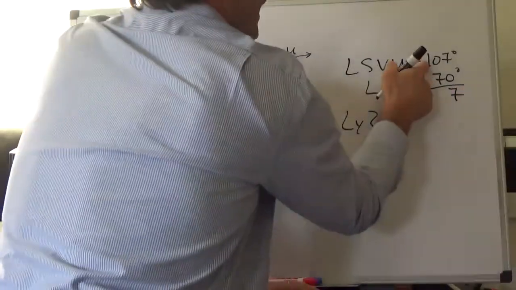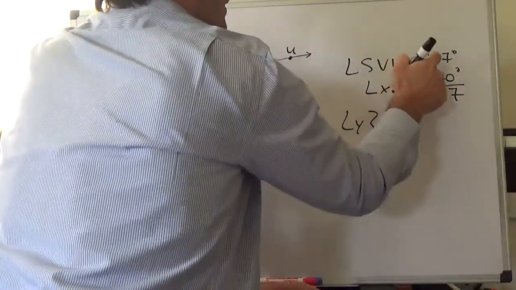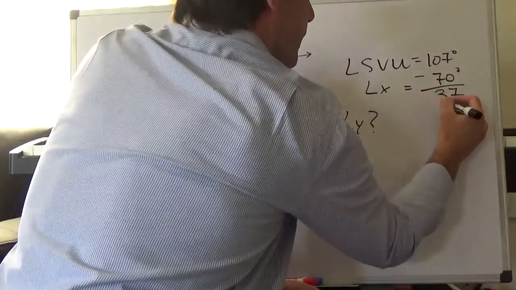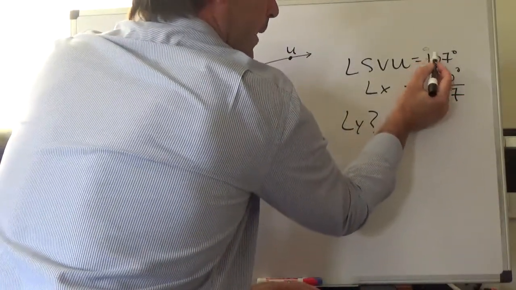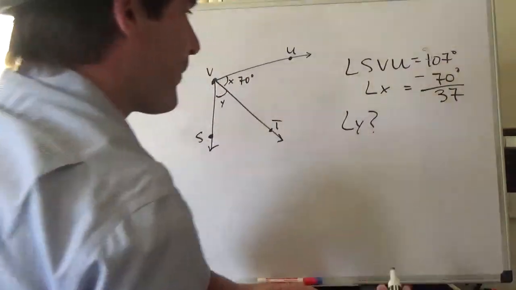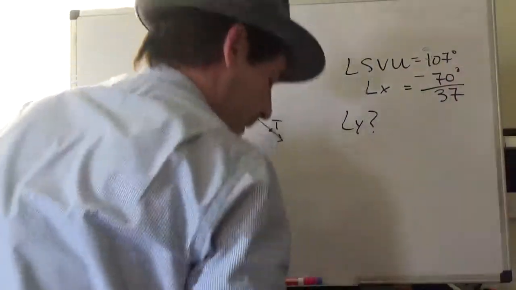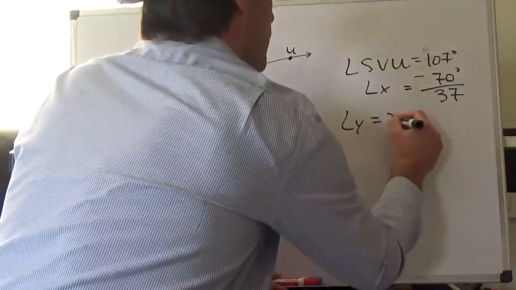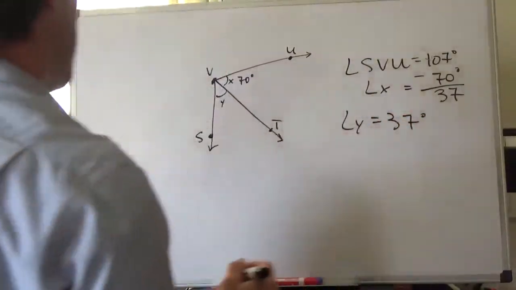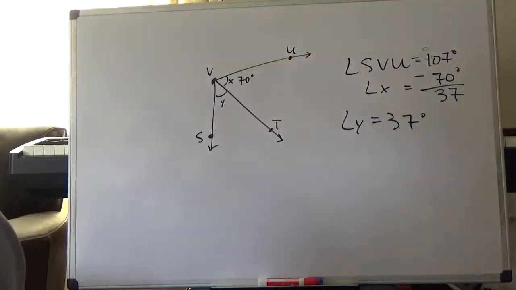So 7 minus 0 is 7. 10 tens minus 7 tens, or 10 minus 7, is 3. Of course, I can't really subtract a 7 from 1, so I could cross that out and move that one over there. So angle Y is not a question mark anymore. Angle Y is 37 degrees. So that's going to be it for this week.